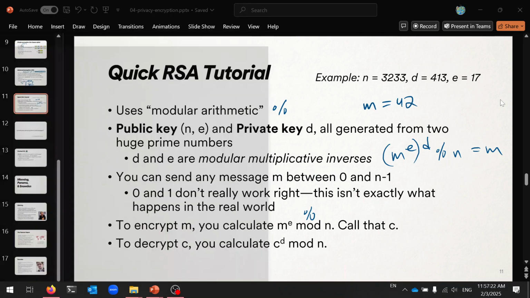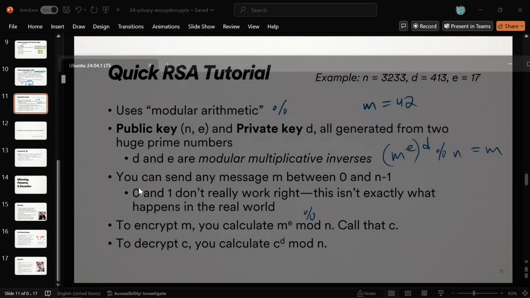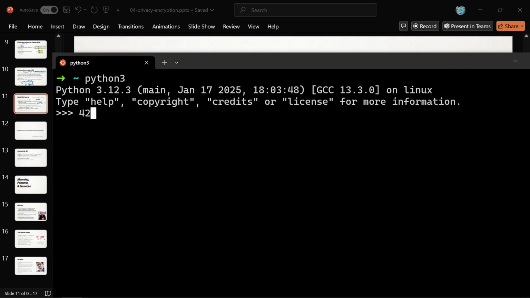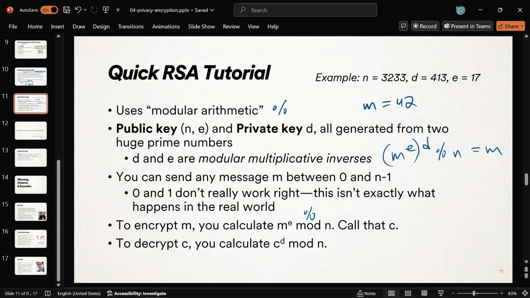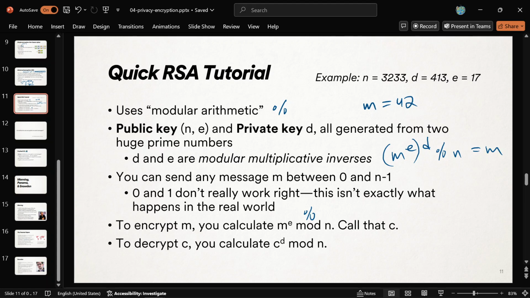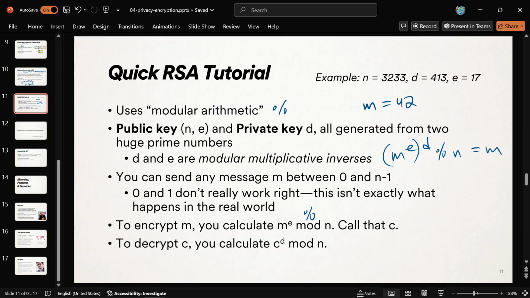Let's do it here. I will use Python, even though I haven't taught you Python yet. So we've got 42 to the power of e, which is 17. 42 to the power of 17 is that giant number. But if you shrink it back down using the modulus, mod n, which is 3233, that gives you 2557, right? So somehow we shrunk that back down to a smaller number, and that we call C, 2557.